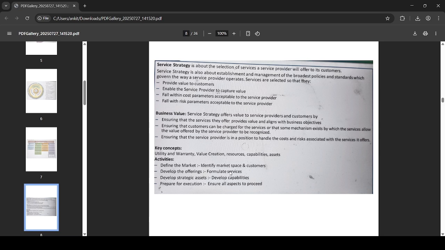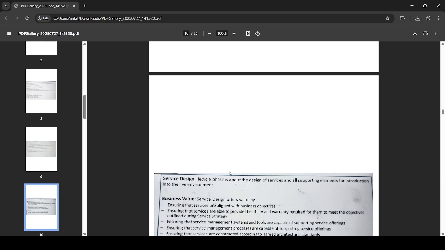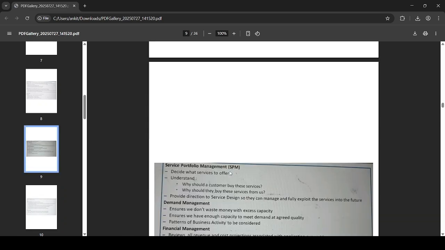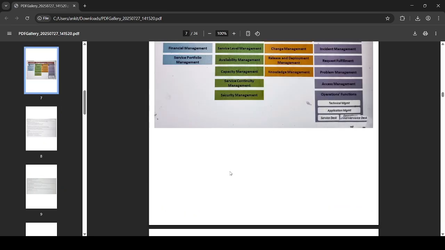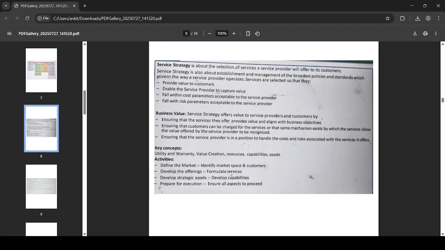Next is the service strategy. So our first phase is service strategy. So what is service strategy? Service strategy is about the selection of the services a service provider will offer to its customers.